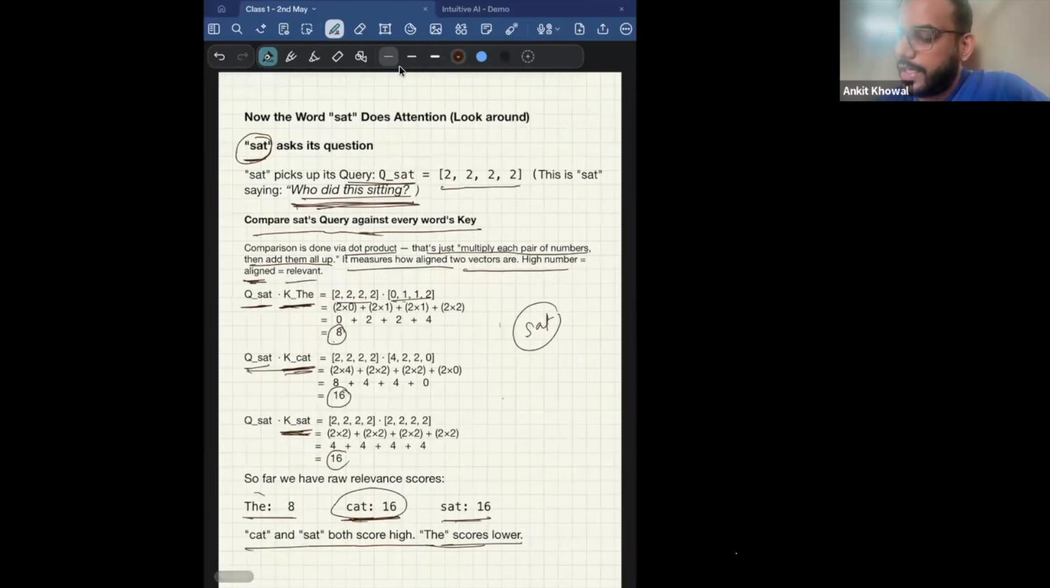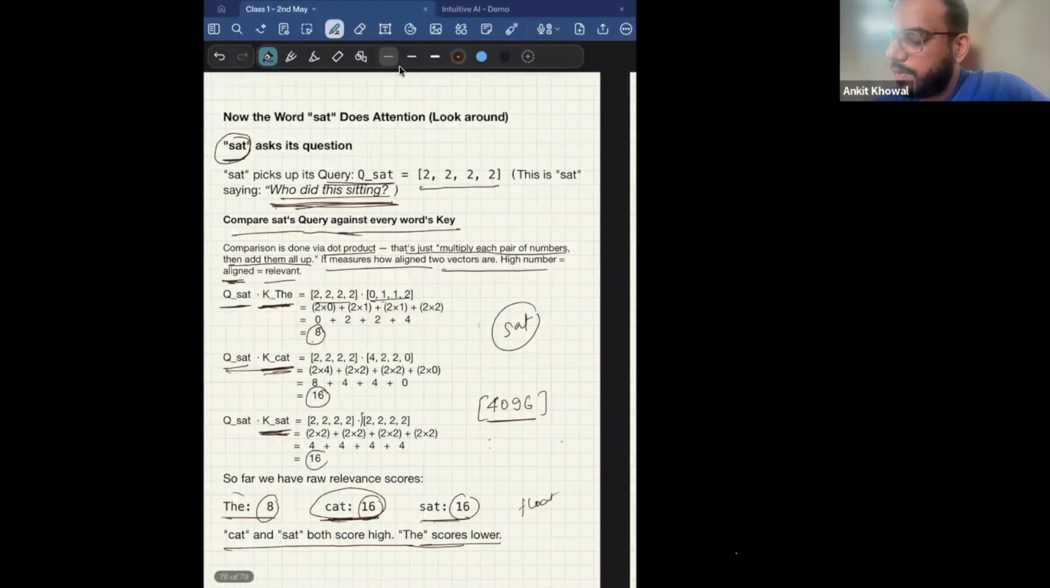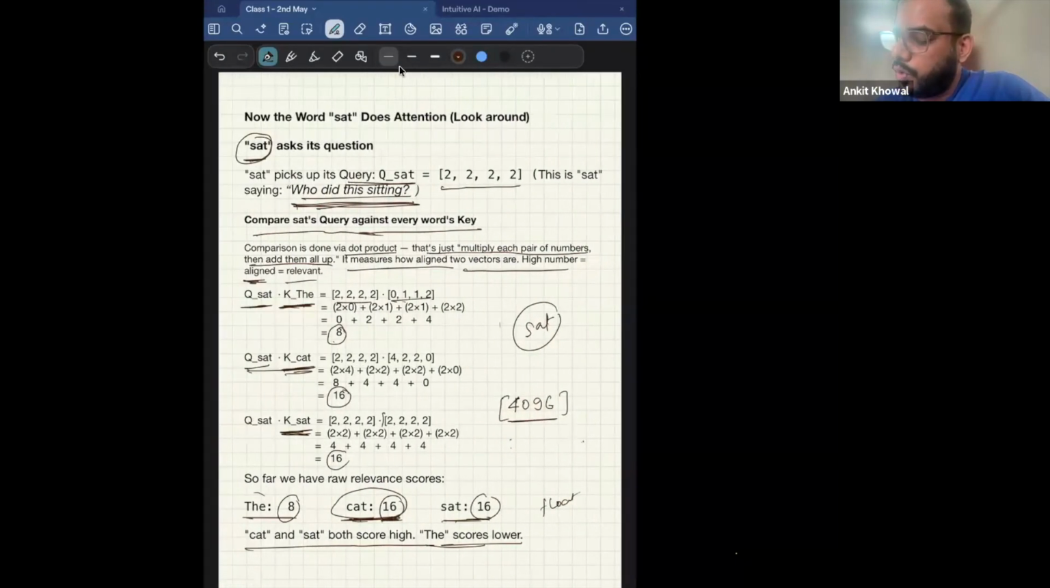Like I said, in GPT and all, there are 4096 dimensions, which means these numbers are not just four numbers, but 4096 numbers. So when you get these scores, they can be very big, which computers cannot handle in floating point numbers. So we do some normalization over here. The scores will be the same, the relevance will be the same, but I don't want this as numbers. I want this as percentages.